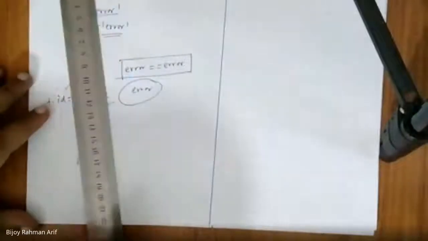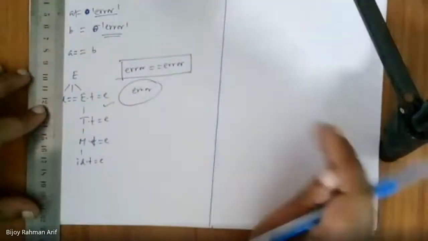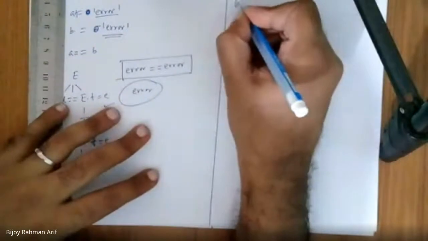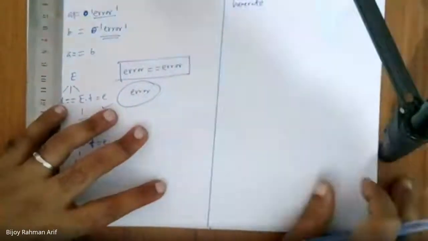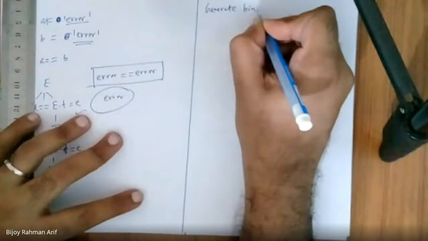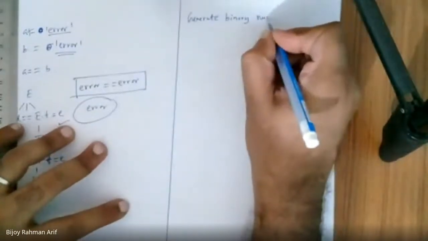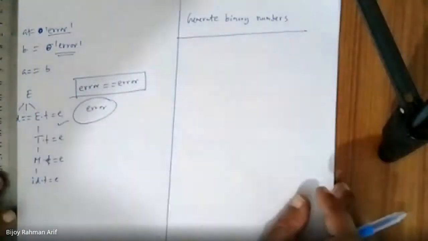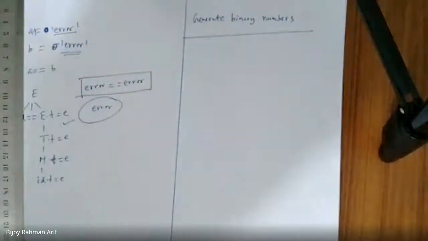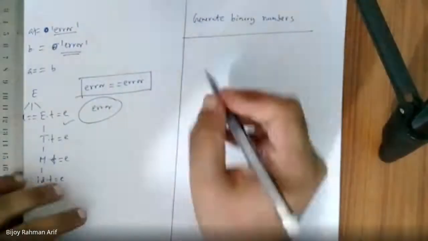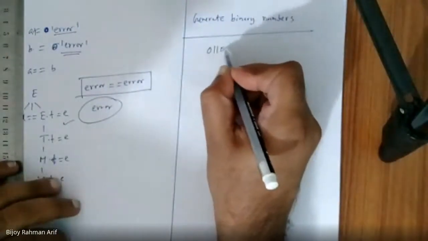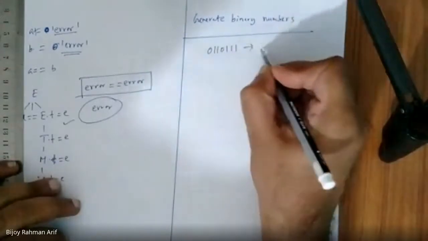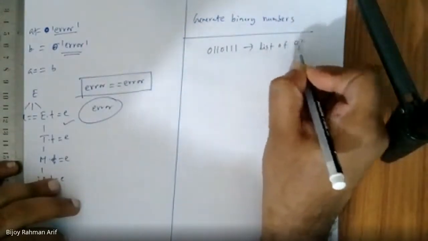Now let's do another one. How about this? Let's try to generate binary numbers. How can you generate binary numbers using grammar? What is the grammar for this? So what is a binary number? 0, 1, 1, 0, 1, 1. So it is nothing but a list of 0 or 1. Am I right?